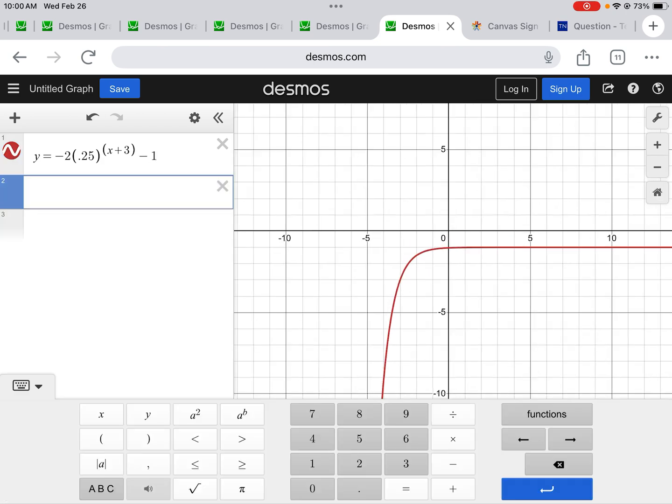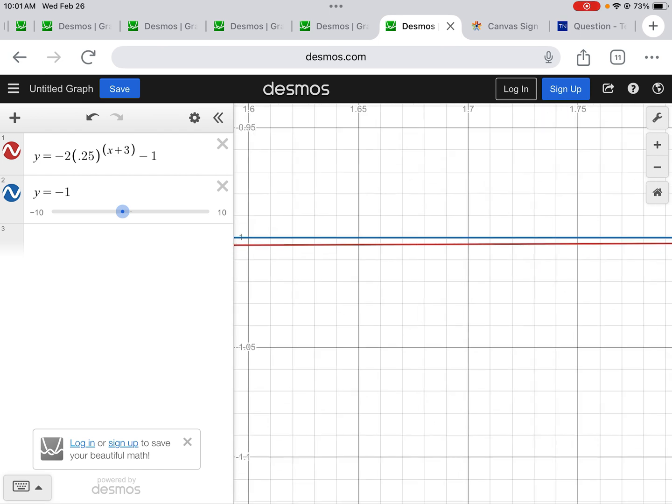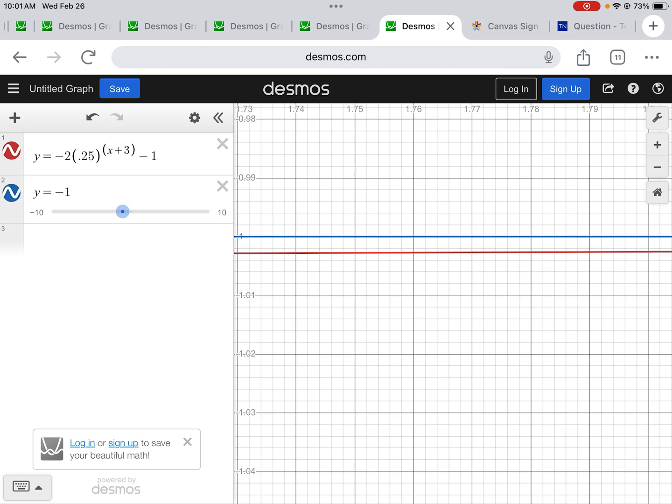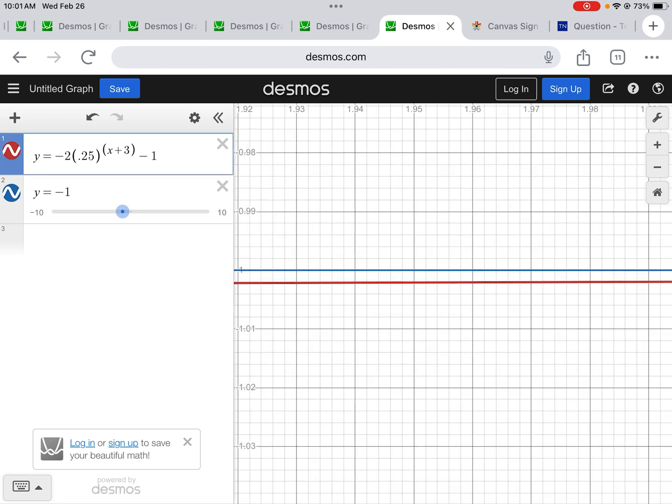And then if you want to see the asymptote, you can do that. y equals negative 1. There's the asymptote. But if you spread this out, you see that the curve, which is red, never touches the asymptote. So see how it really never gets to negative 1 no matter how far down you go. It looks like it, but it never gets to negative 1.